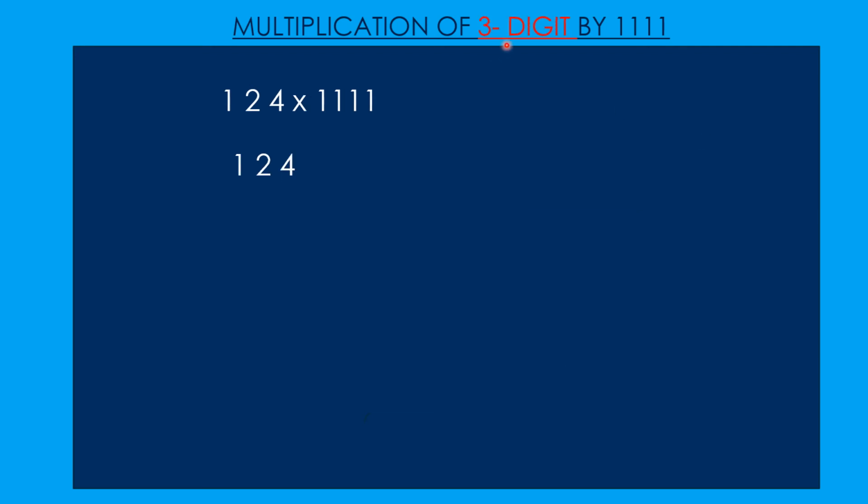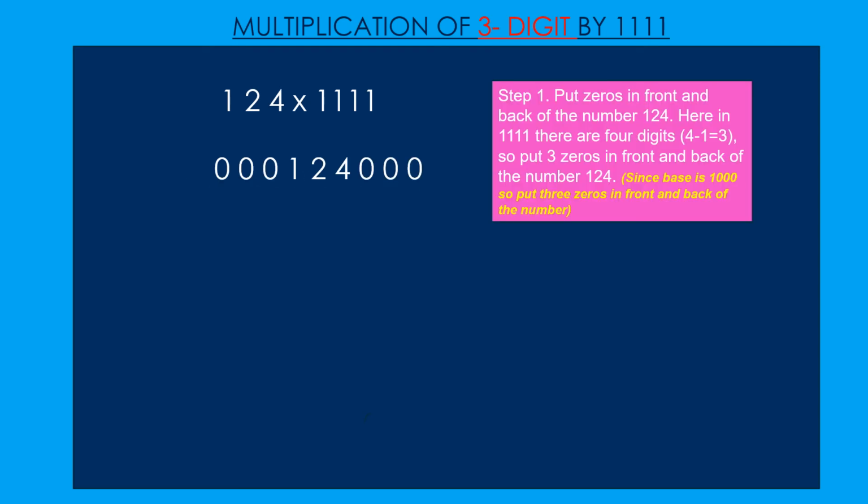Multiplication of 3 digit by 4 ones is the same thing. You just write down 124 here, 124 times 1111. So just write down 124. Then count the number of ones here, 4 ones. So 4 minus 1 is 3. So you put 3 zeros in front of 124, 3 zeros at the back.